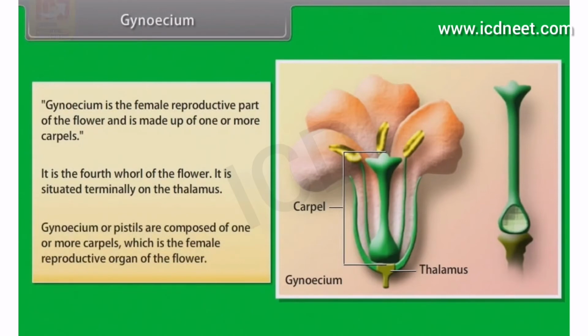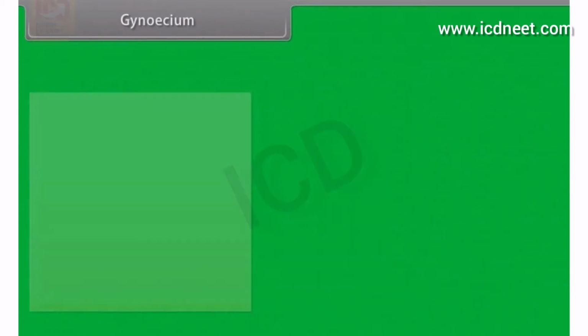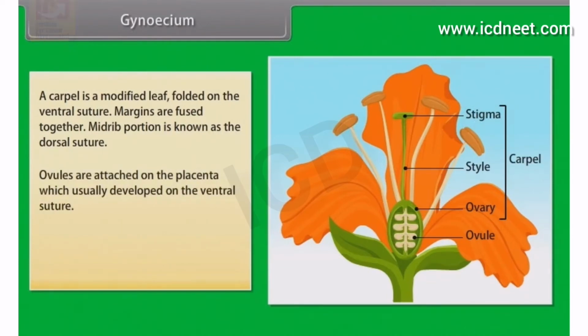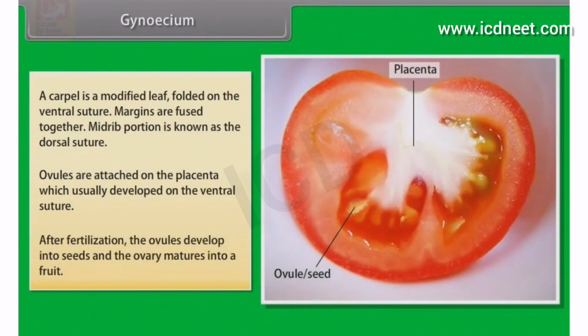Gynoecium or pistil is composed of 1 or more carpels, which is the female reproductive organ of the flower. A carpel is a modified leaf folded on the ventral suture. Margins are fused together. The midrib portion is known as the dorsal suture. Ovules are attached on the placenta, which is usually developed on the ventral suture. After fertilization, the ovules develop into seeds and the ovary matures into a fruit.